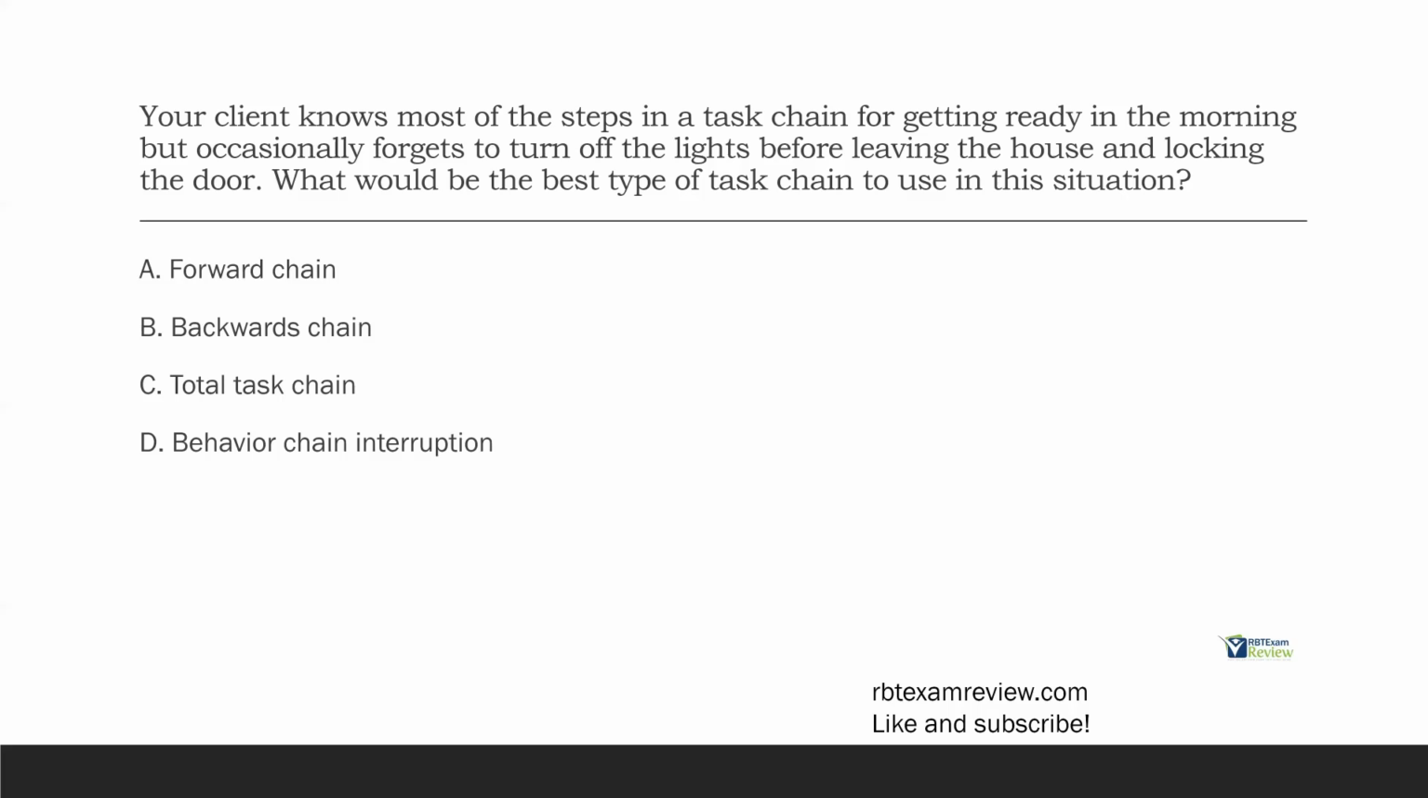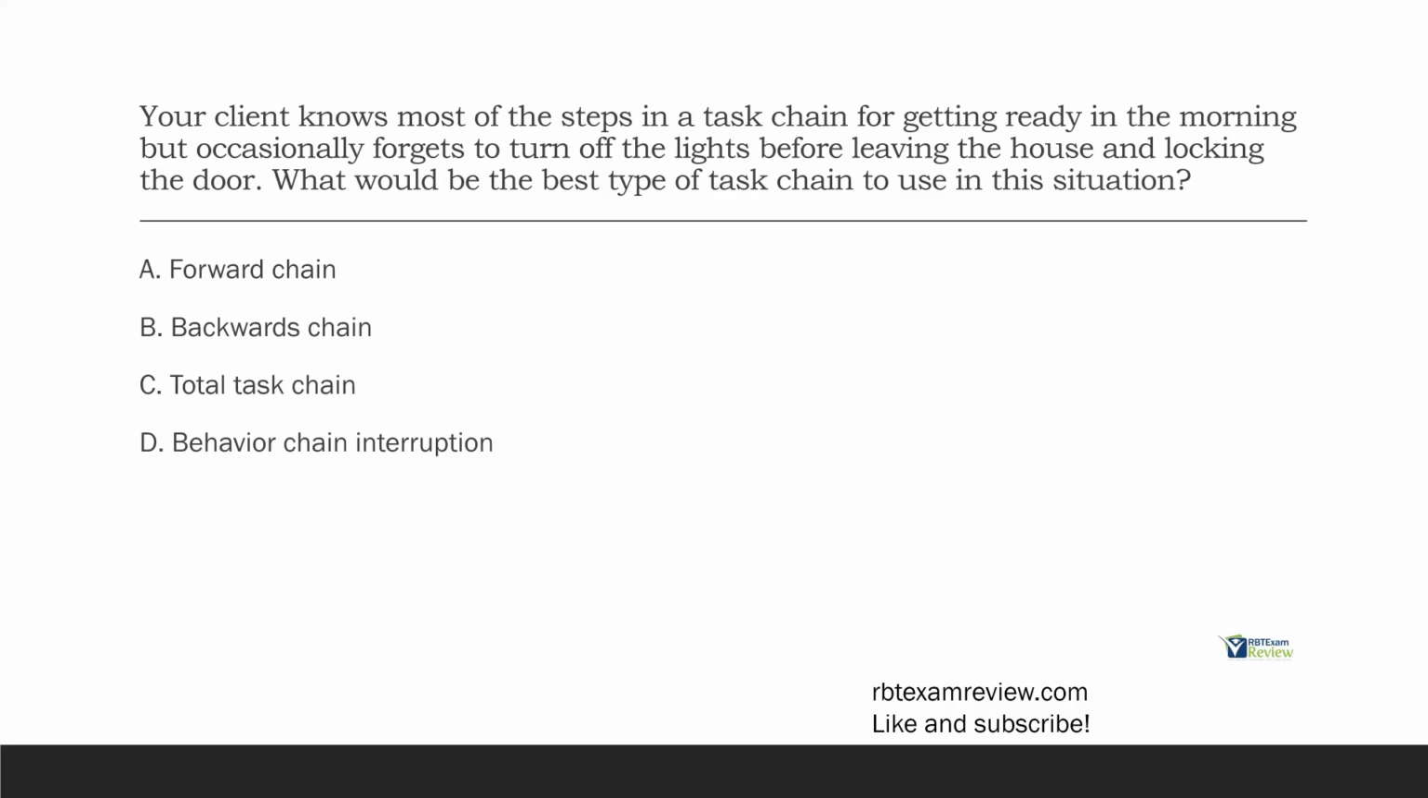Would we want a forward chain? Well, think about it. If we're forward chaining, we already know the client knows all the steps up to turning off the lights. So we're not really doing them much good forward chaining. They can already do those steps, right? We don't need to go through that whole process of forward chaining. What about backwards chaining? Well, backwards chaining, we know they can do those last 2 steps. It's just that 3rd step. So backwards chaining is probably better than forward chaining, right? Because they're closer to the end.